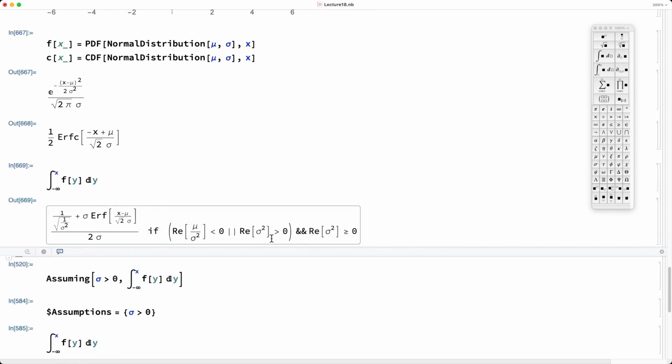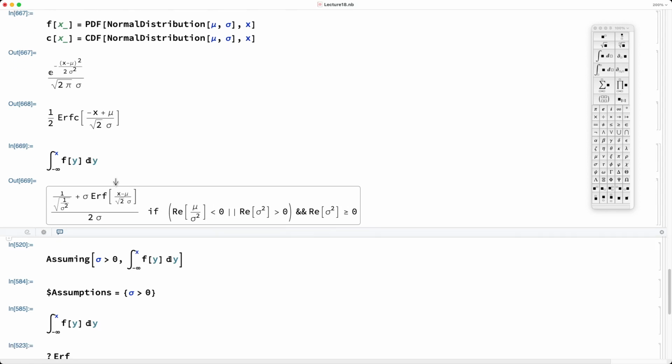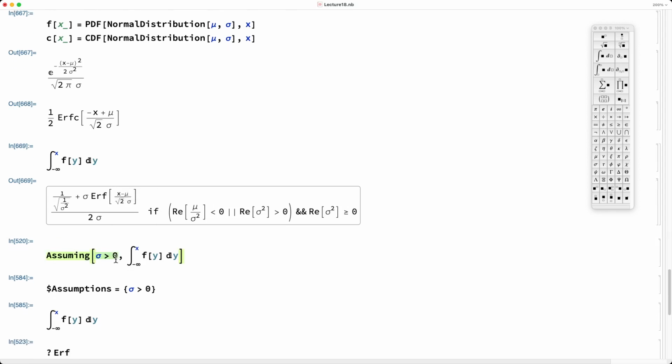And this is the result. So it had to consider several cases. It doesn't know that sigma is a real number, so it took some time to calculate this result. We can simplify and speed up this calculation if we explicitly tell Mathematica that sigma is a real number and that it is positive. So I can just say that it's positive and then it knows it's a real number.